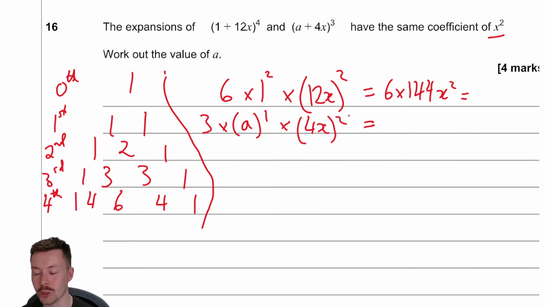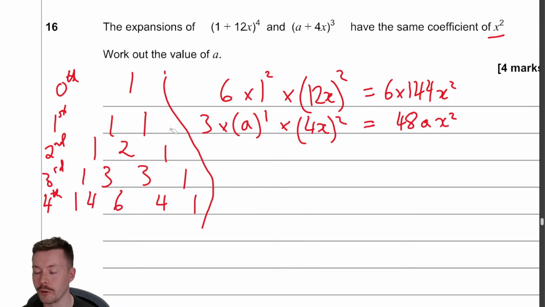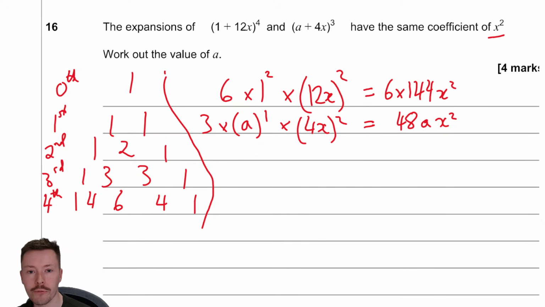Right, next one. 4 squared is 16. So we've got 3 times 16, which is 48. 48a x squared. Okay. Do you know what? I don't actually need to work that out at the moment. Right, so the coefficients must be the same. 6 times 144 has to be equal to 48a.